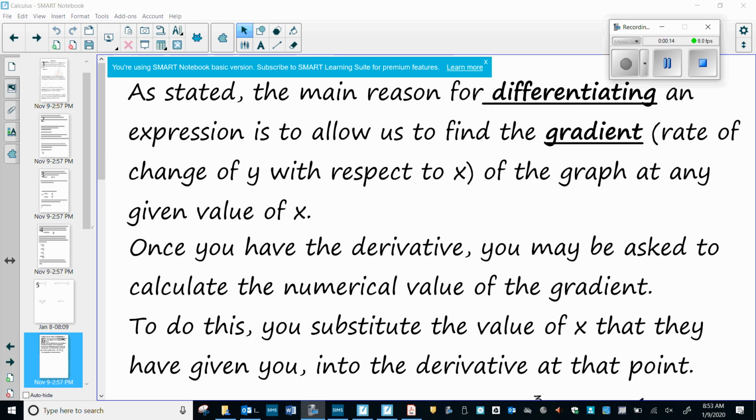Okay, so as we stated before, hopefully as we remember from the last lesson, the main reason that we differentiate an expression is to be able to find the gradient of a function. Okay?